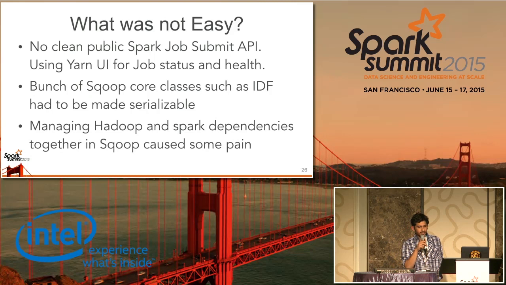And what was not easy: the lack of a very clean submit API. Maybe things will improve going forward. And in Sqoop itself, most of the pain was around making a bunch of these core classes serializable so that Spark can move stuff around. This project also became a melting pot of Hadoop and Spark dependencies, and Spark has its own Hadoop dependencies, so that caused some general pain around building.